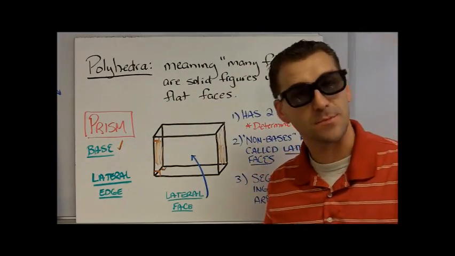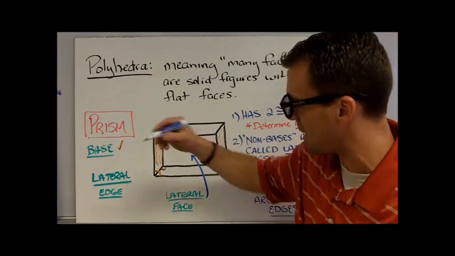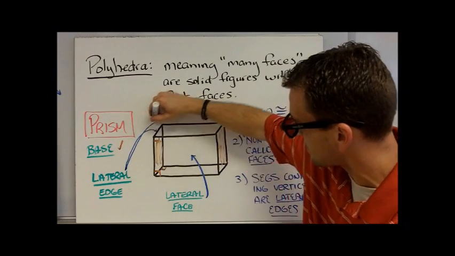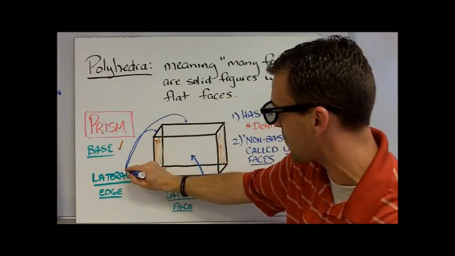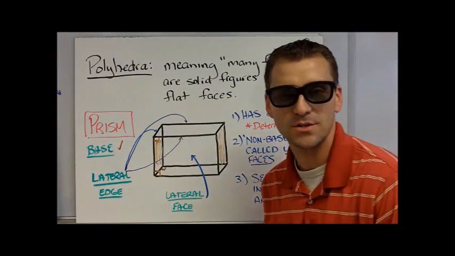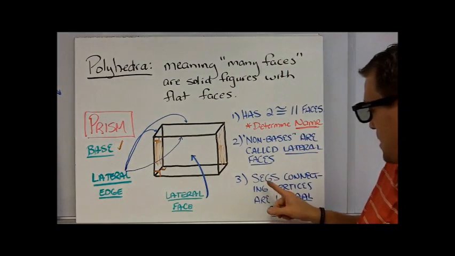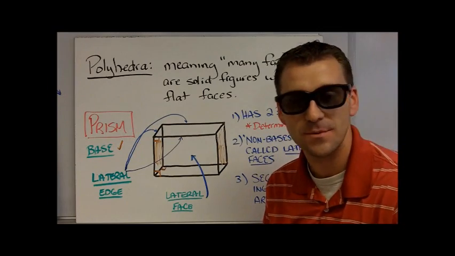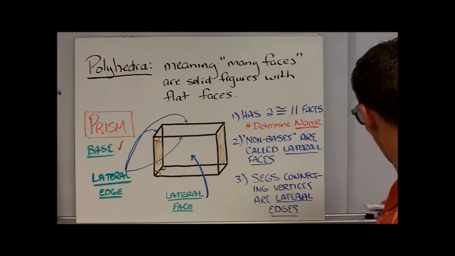Now, not that this means so much, but you will be talking about this throughout this unit. Lateral edges are these edges right here that connect the vertices. So that's a lateral edge, that's a lateral edge, that's a lateral edge, so on and so forth. And you can see the definition. They are segments that connect the vertices. They're called the lateral edges. So there's a couple definitions of what prisms are.